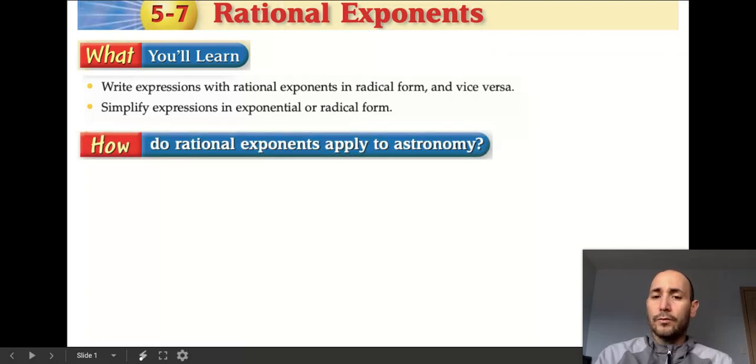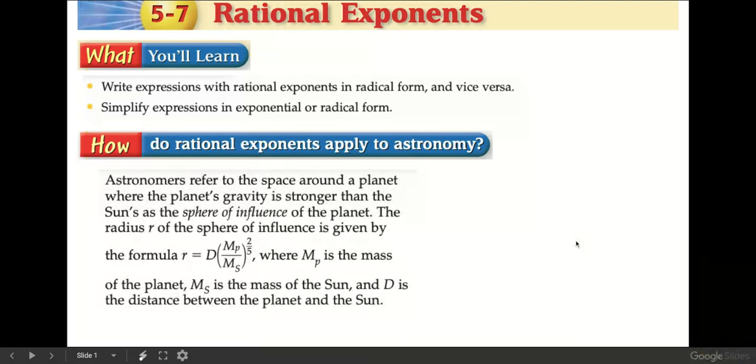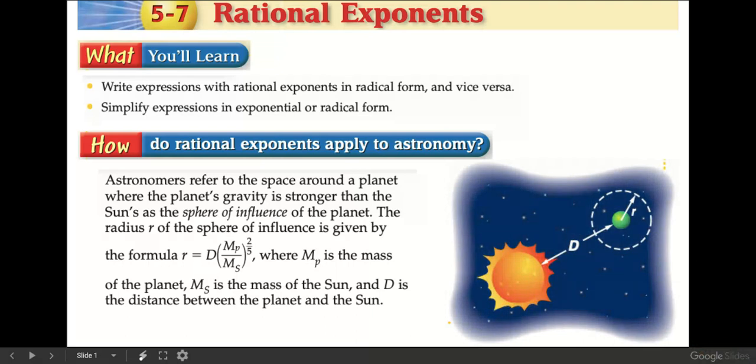How do rational exponents apply to astronomy? Astronomers refer to the space around a planet where the planet's gravity is stronger than the sun's as the sphere of influence of the planet. The radius r of the sphere of influence is given by the formula r equals d times (m sub p over m sub s) to the 2/5 power, where m sub p is the mass of the planet, m sub s is the mass of the sun, and d is the distance between the planet and the sun. So it gives you a formula where you can figure out what the radius of that sphere of influence is.